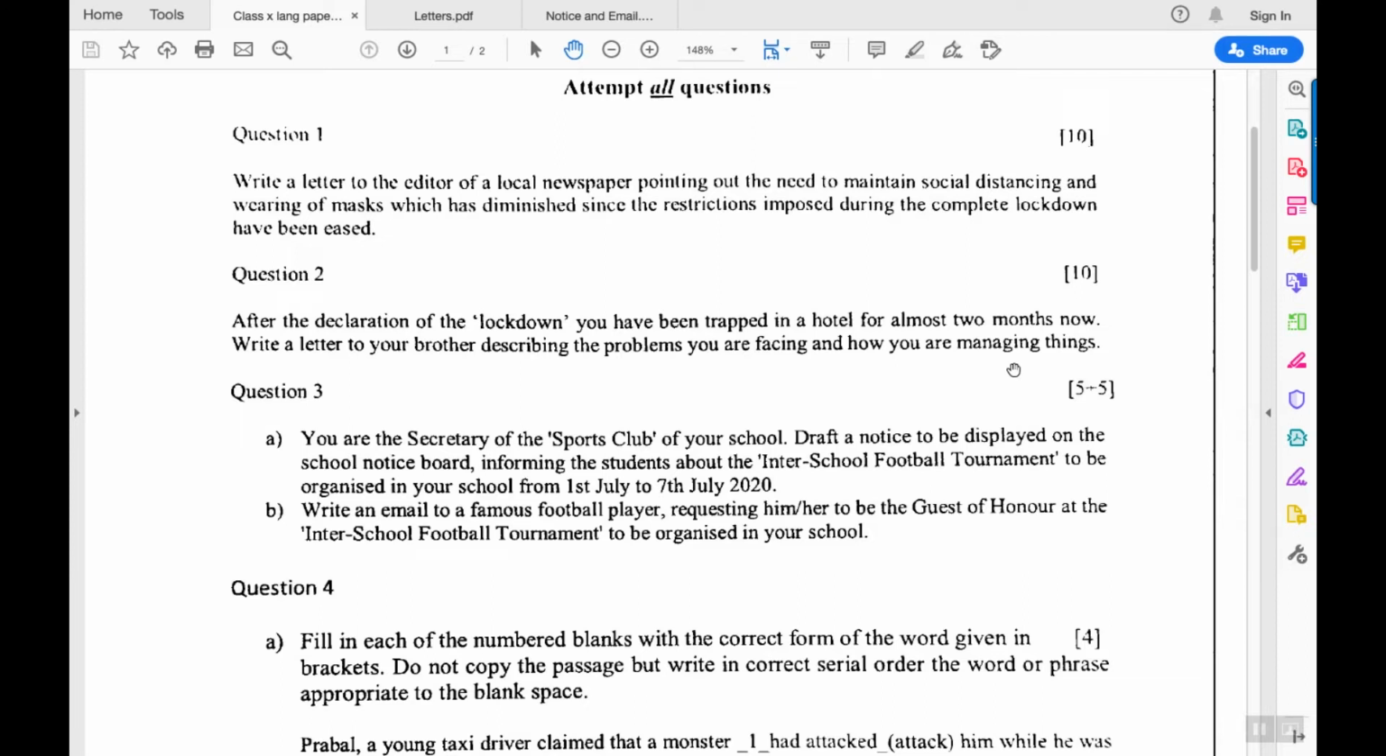So the points to be underlined: first is famous football player. Second, to be the guest of honor. Third, inter-school football tournament. And fourth, your school. Now first, what we are going to do is see the format. How is this to be written?